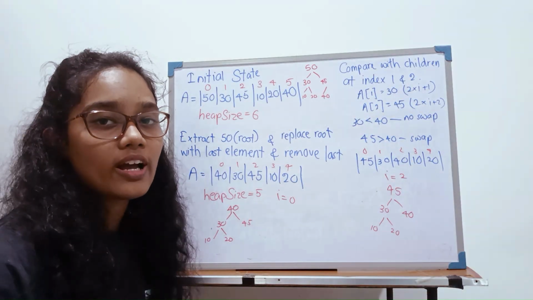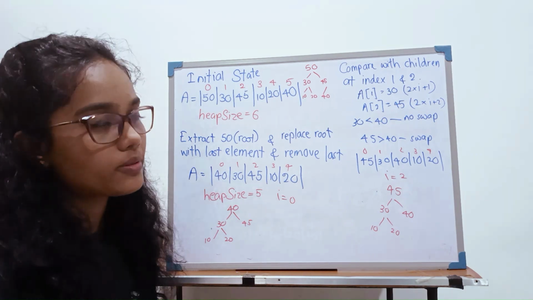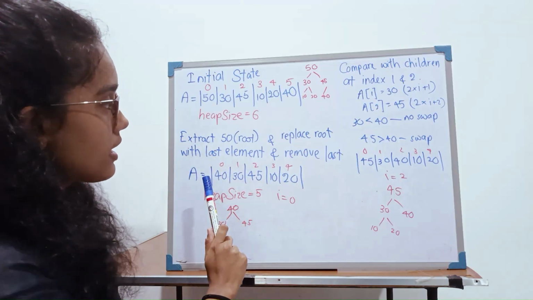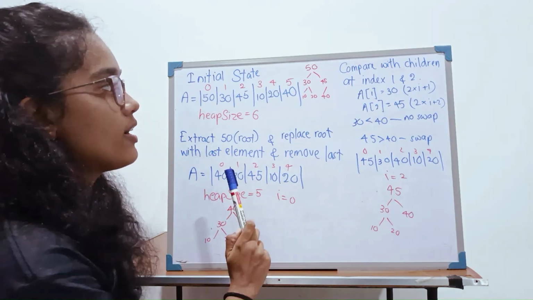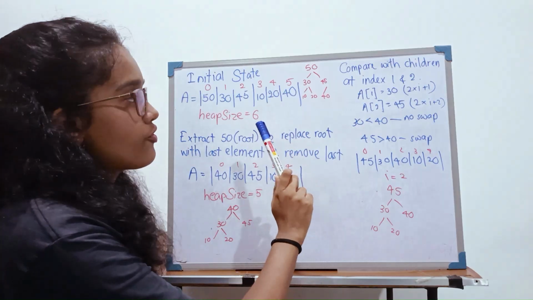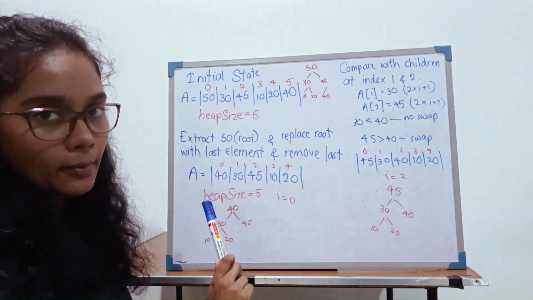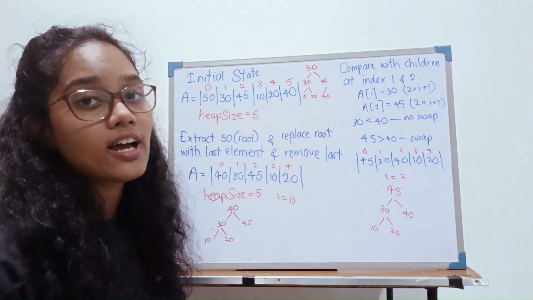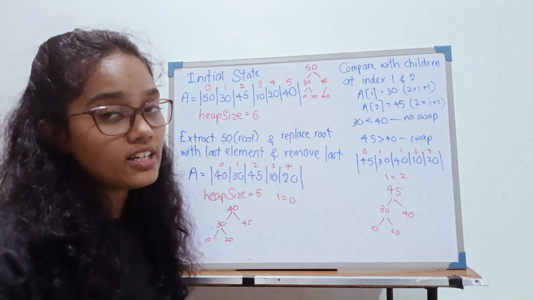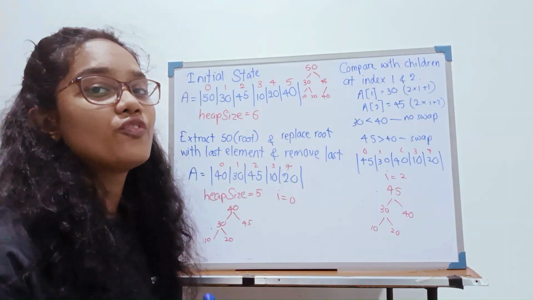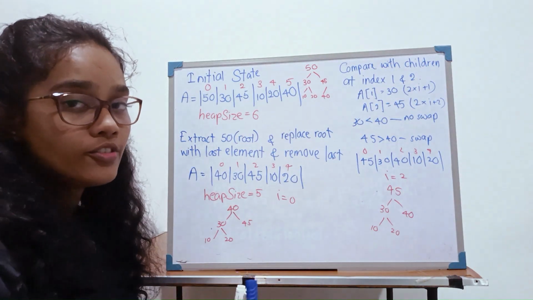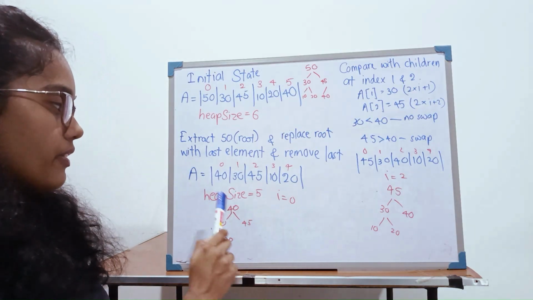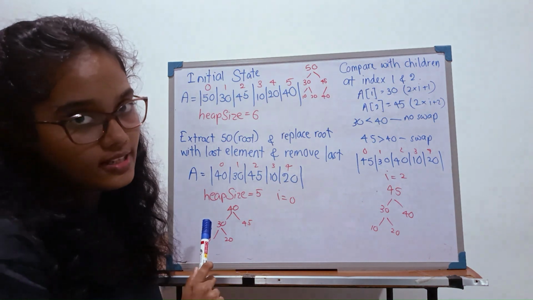Now let's look at an example of Down-Heap. This is the initial state and our heap size is 6 right now, and this is the tree view of our initial state of the heap array. Now we are extracting 50, which is the root, and replacing it with the last element, and then we remove the last element. So after all that, this is what our array looks like. Now our heap size is 5.